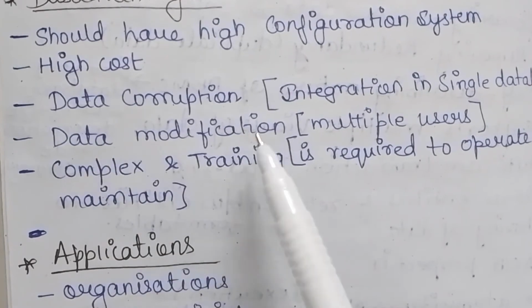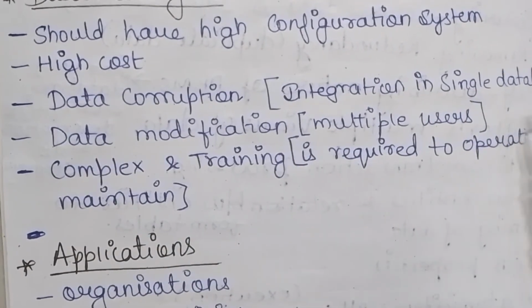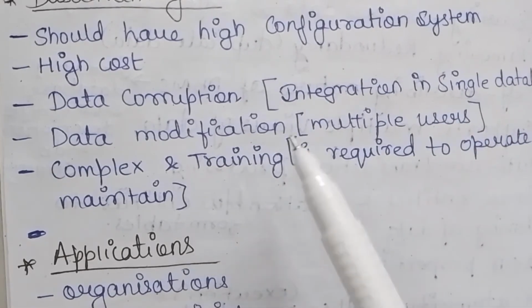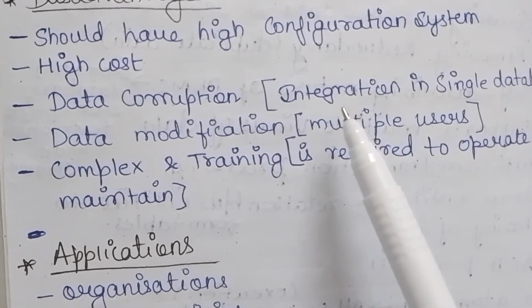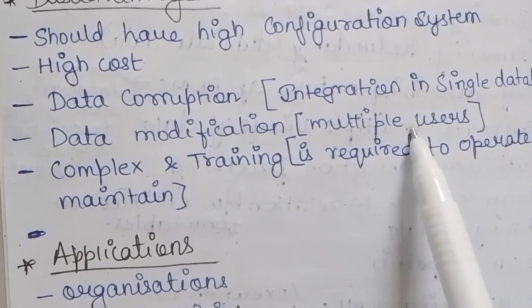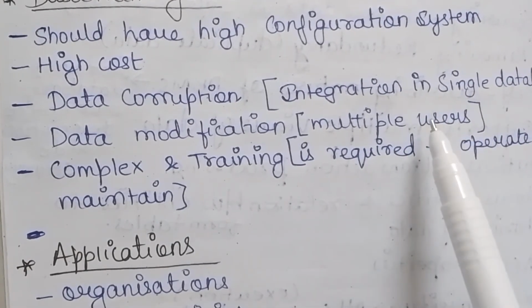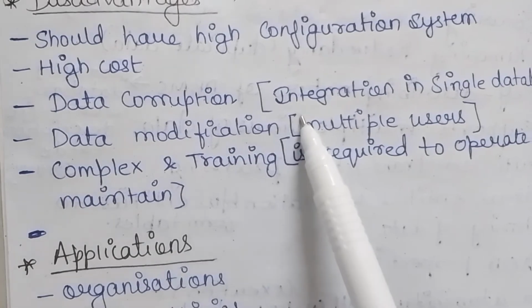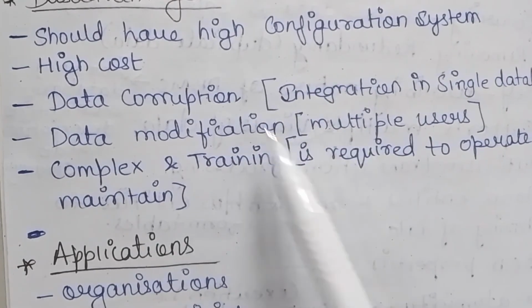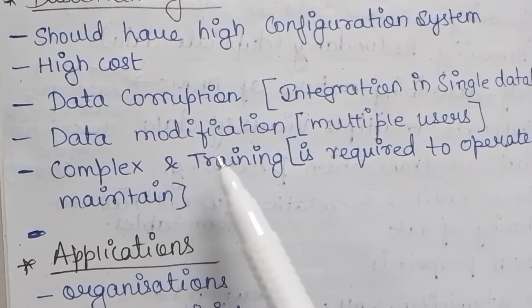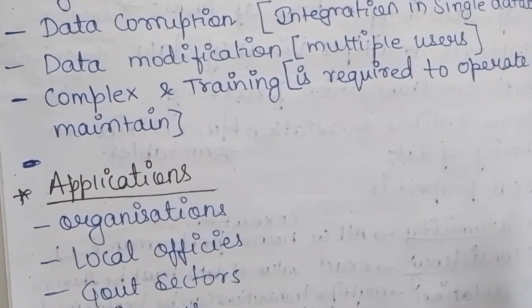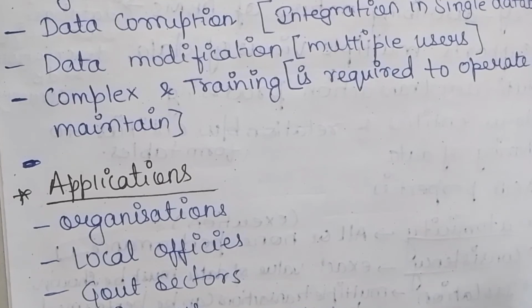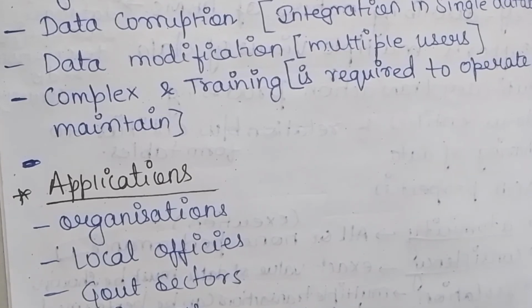The next is the data modification. It means that multiple users can access the data at the same time. It is one of the characteristics of the DBMS, but it also has the disadvantage because users can modify the data easily. So if one user modifies the data, then another user might get the wrong data or the changed data every time. So this is the disadvantage. The next is complexity and training. It is a complex process, and to operate and maintain it, some training is required for the users.